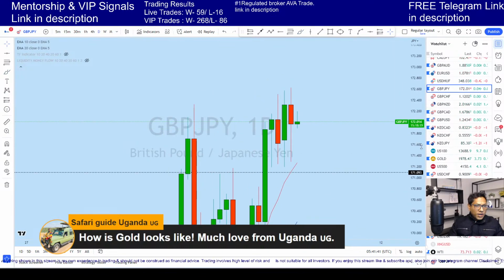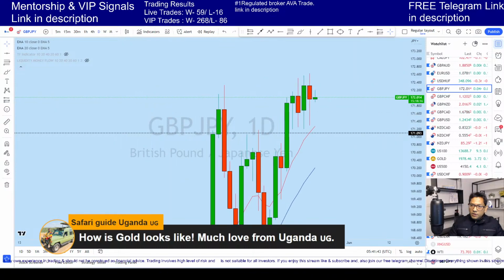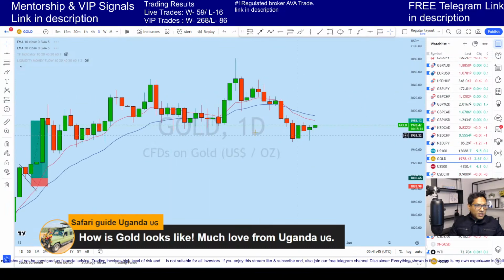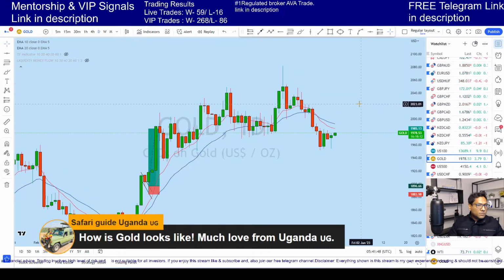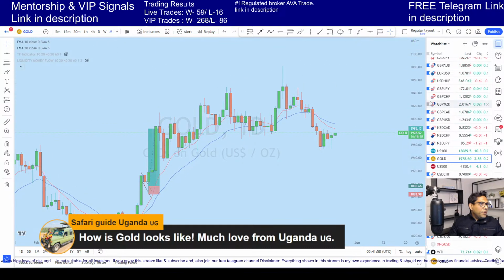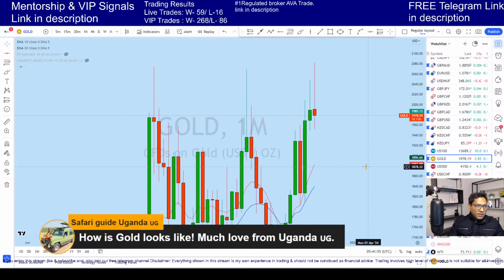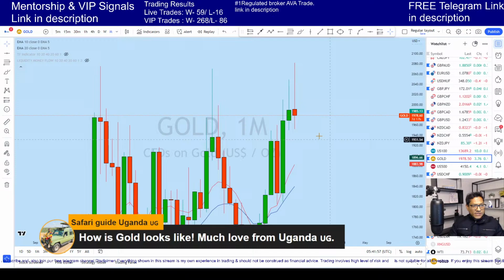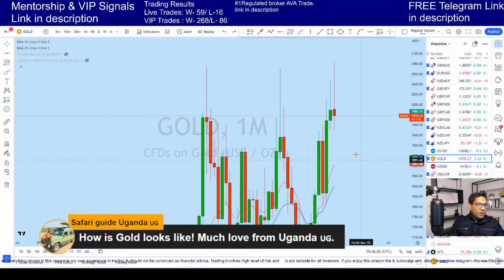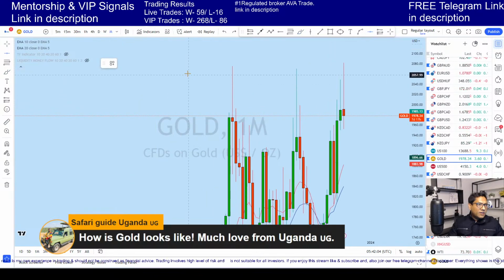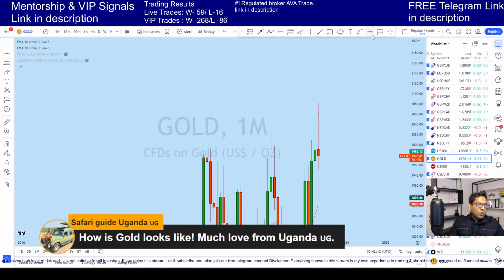So if we look at the gold now, from the gold perspective, looking at the bigger picture from the monthly time frame, we can see that gold has created a higher low with this monthly support, and if I look at the multi time frame perspective on gold, we see that gold has reached this resistance zone here.